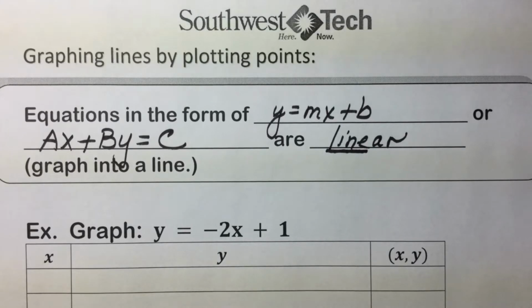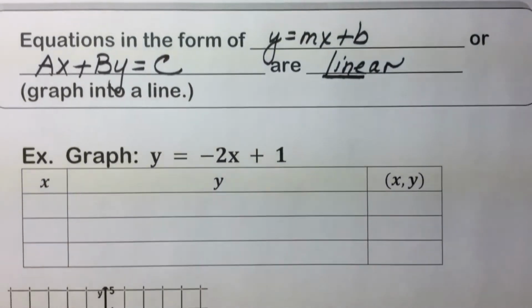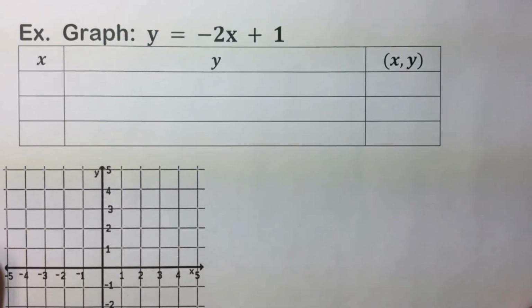To graph a linear equation, we want to select a value for one coordinate or variable and calculate the corresponding value of the other coordinate. This forms an ordered pair. We will repeat this to find a second and a third ordered pair, and then plot the ordered pairs and draw a straight line passing through those points. So let's look at an example.